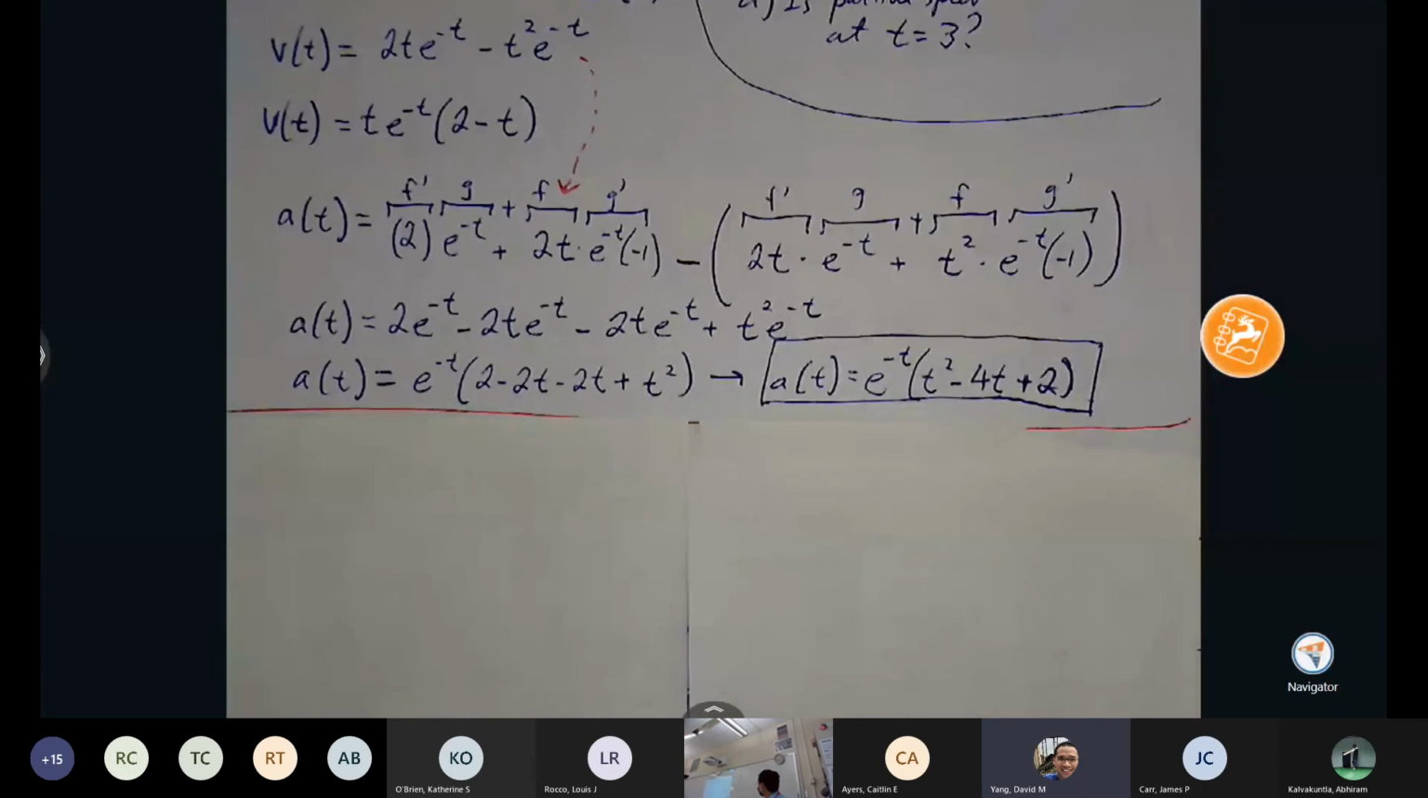And I'm able to get my acceleration all the way down to e to the negative t times t squared minus 4t plus 2. All right, any questions so far?